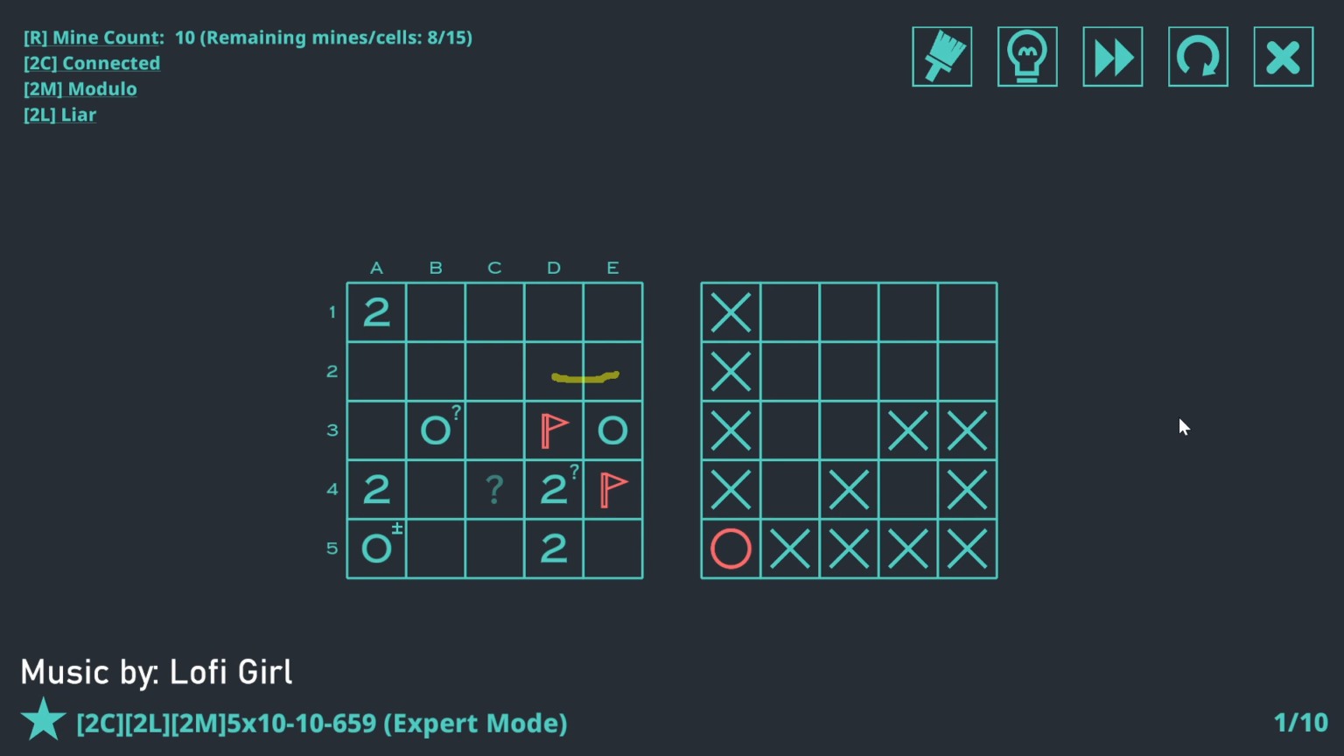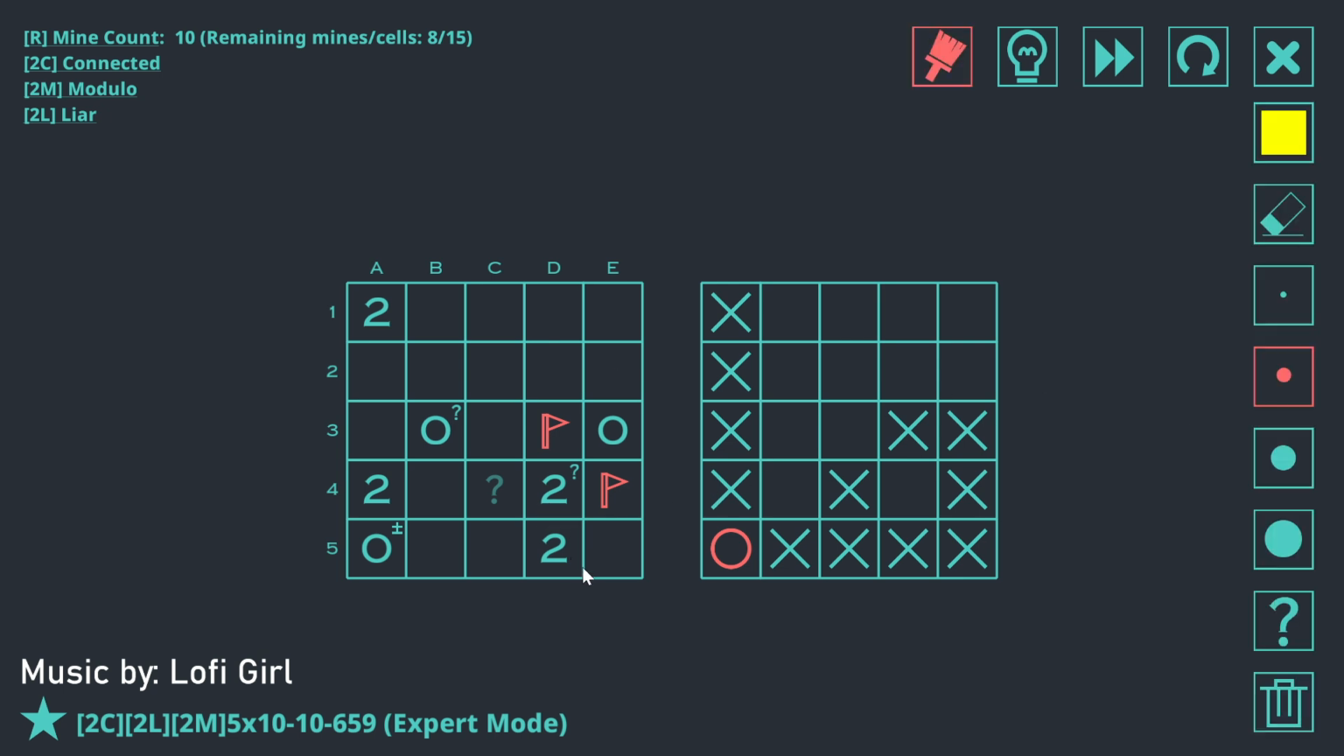I'm not sure if we can get anything out of this. Aha, okay, I get it. This 2 is a liar. Now, I can do something interesting. You know how Minesweeper tricks have these things here, where if these 2 are the same value, then in regular Minesweeper, these are all non-mines. I can use the same trick here.